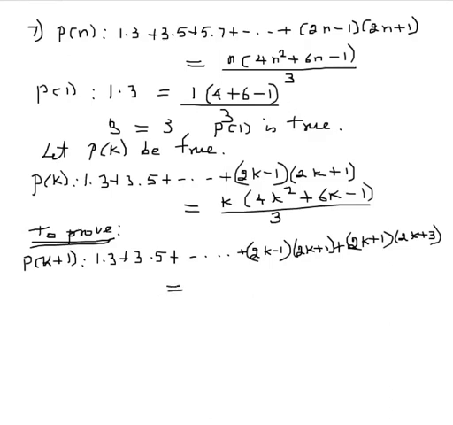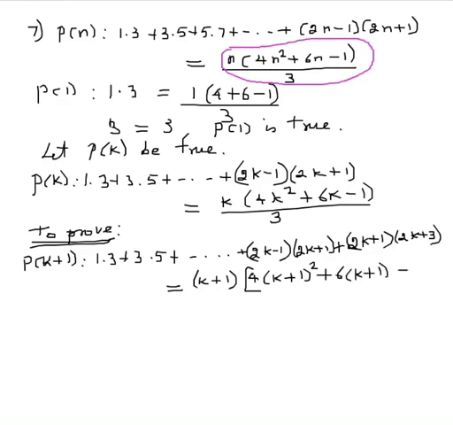Which is equal to, now we write the right hand side by substituting n as k plus 1. It becomes k plus 1 times 4 times k plus 1 the whole square, plus 6 times k plus 1 minus 1, divided by 3. This is the result to be proved. But bringing the result to this form will be a little difficult, so we will expand and simplify the result. So I am simplifying this result to be proved.